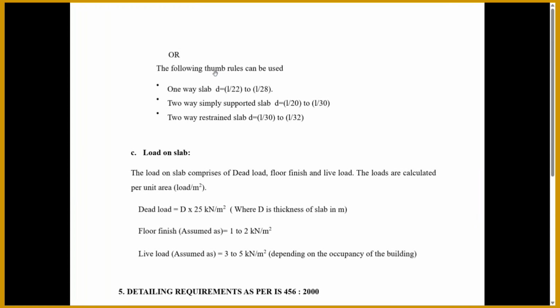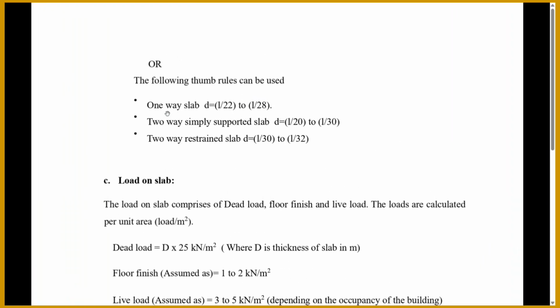This is also given as a thumb rule for the design. For the one-way slab, you will have to consider D equal to L upon 22 or L upon 28. For the two-way simply supported slab, you can use D equal to L upon 20 to L upon 30. L means the effective length of the slab, as we saw in the previous slide for the effective length criteria. You will have to consider the minimum length from both effective length criteria.